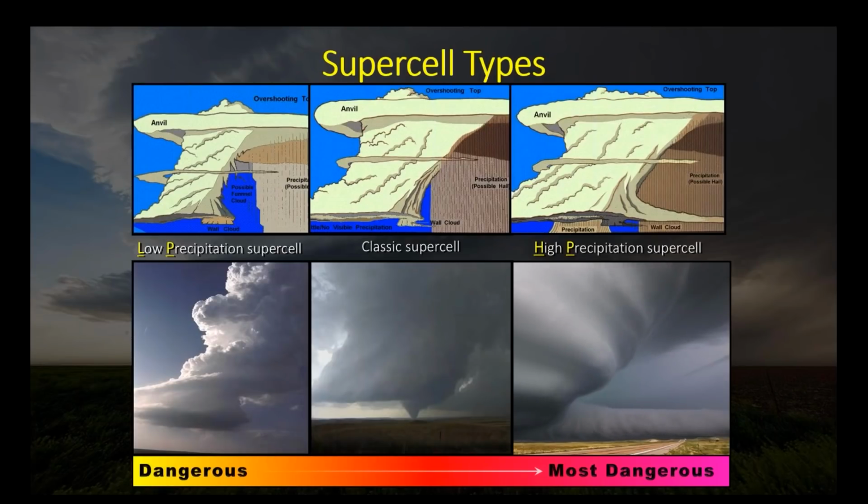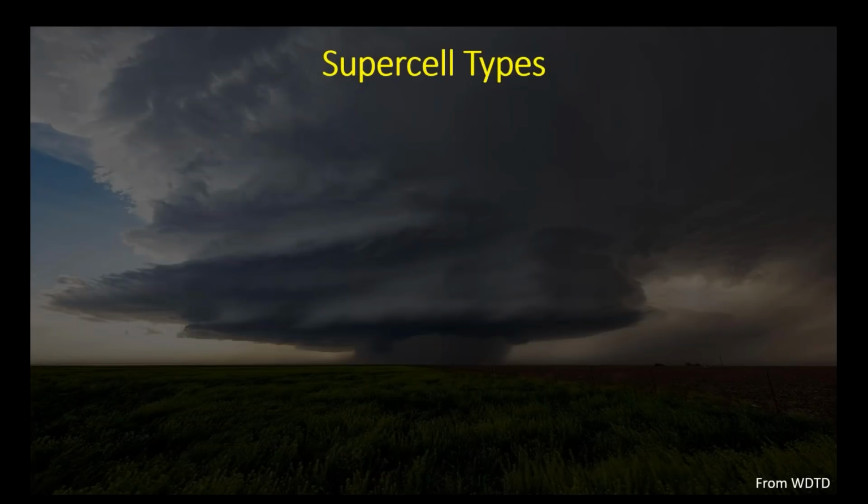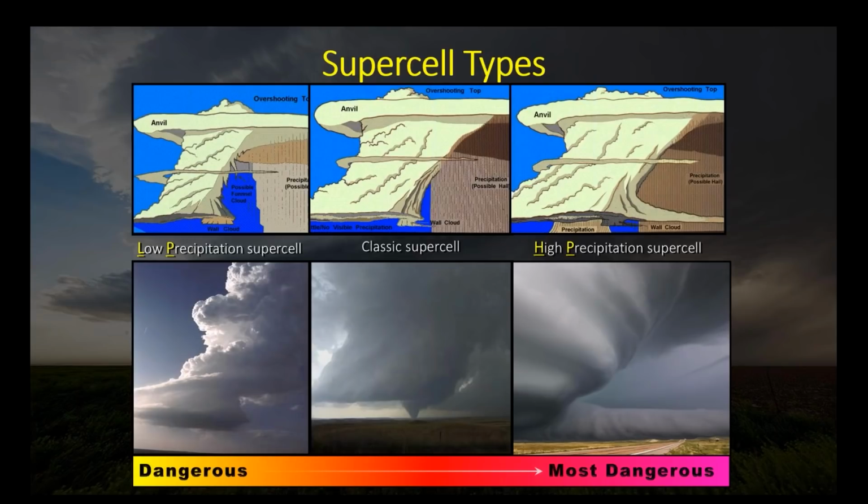It's important to note that there is a broad spectrum of supercell structures. Supercells are generally grouped into 3 different structure classes, depending on the amount of precipitation contained within the core. Lower precipitation, or LP supercells, are generally dominated by updraft with little precipitation reaching the ground. Classic supercells generate enough precipitation to be able to produce enough downdraft for a moderately strong outflow. And finally, high precipitation, or HP supercells, which are highly efficient precipitation producers and often produce strong downdrafts and outflows.